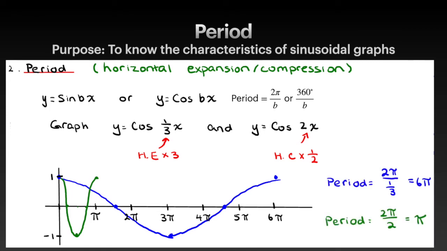For the blue line, it's 2 pi over 1 over 3, so 6 pi, as you can see on the graph there. And the green line, the period is 2 pi over 2, because the B value is 2, and so therefore the period is pi. Meaning, I need to get from the top, because it's cosine, down and then back up to the top at those exact periods.